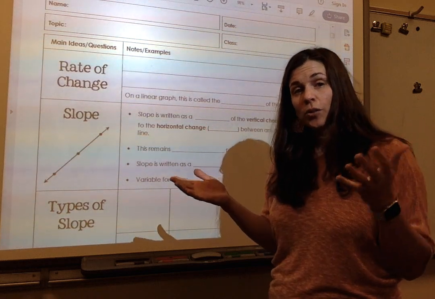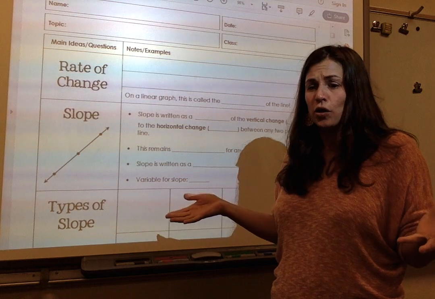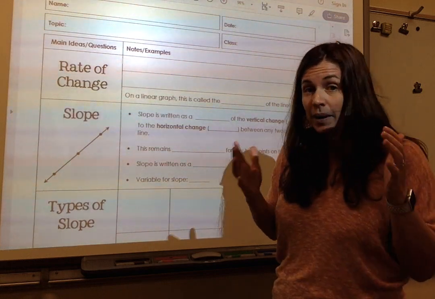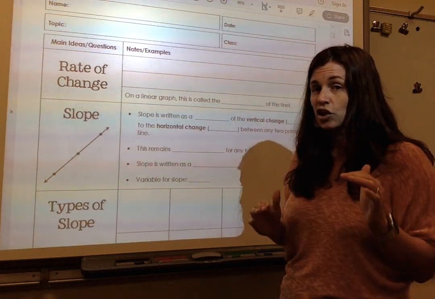We already know what a ratio is. A ratio compares two things. So what exactly then is slope? Well, it's a ratio because it compares two things. But what does it compare? It compares the change in y to the change in x.